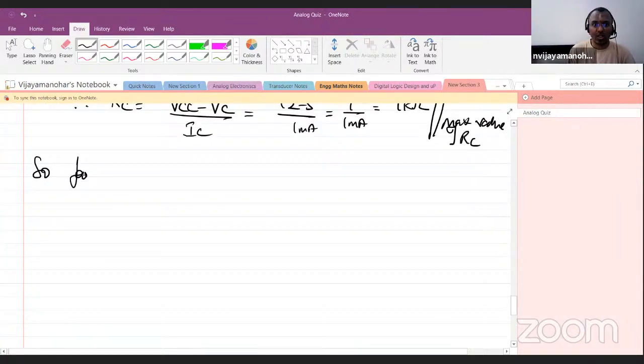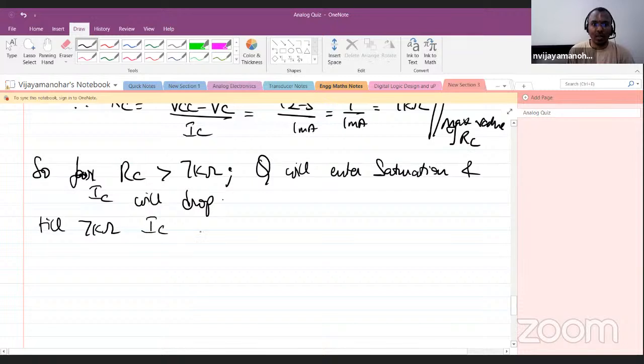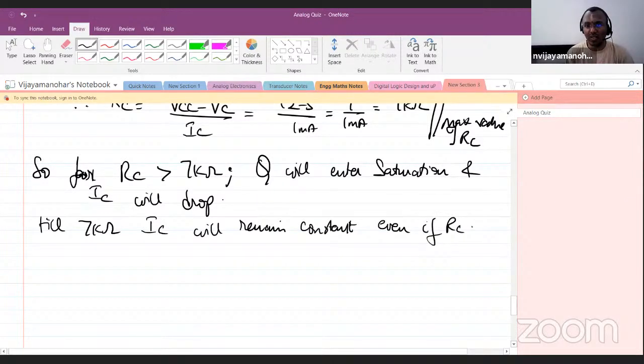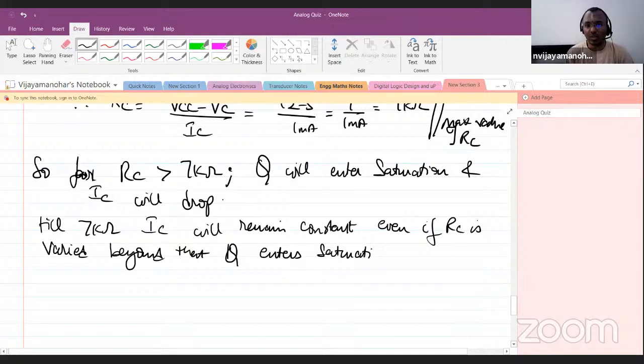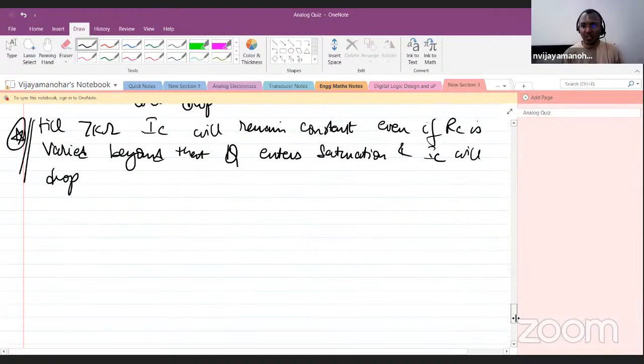So for RC greater than 7 kilo ohm, Q will enter saturation and IC will drop. So the correct answer is, till 7 kilo ohm, IC will remain constant even if RC is varied. Beyond that, Q enters saturation and IC will drop. This is very important. I hope these concepts are very clearly understood. These are all very, very important concepts.